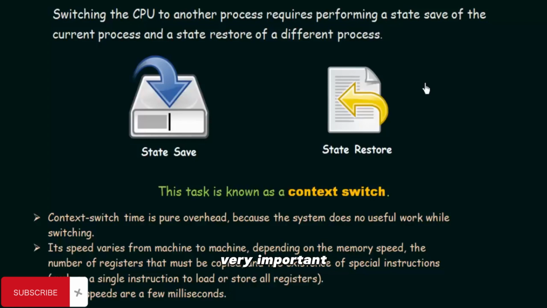So this is a very important term in operating systems, and from now on, when we use this term, I hope you will have a clear idea about what it actually means. So that was about context switching. I hope this was clear too.